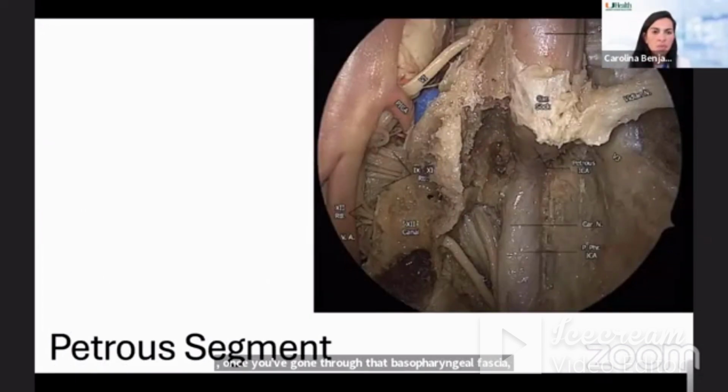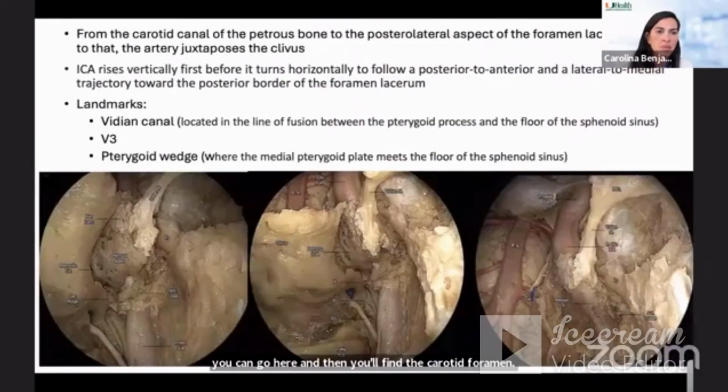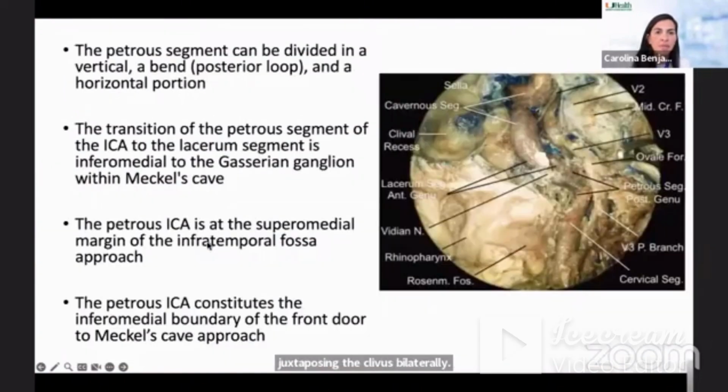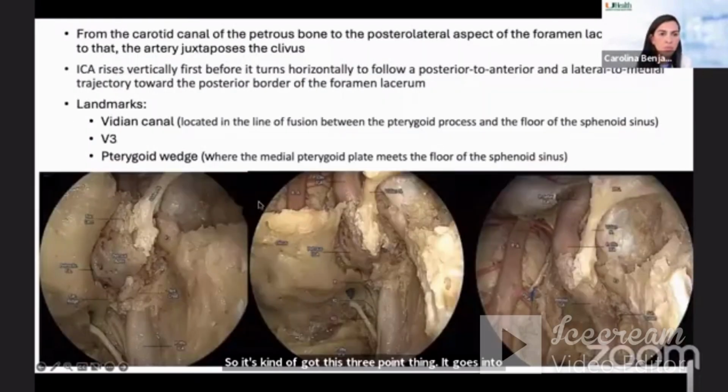Then heading over to the petrous segment of the carotid. This segment goes from the carotid canal of the petrous bone to the posterolateral aspect of the foramen lacerum. Distal to that, it is just juxtaposing the clivus bilaterally. So it's got this three-point thing. There's a vertical segment, a bend, which is the posterior loop, and then the horizontal portion. So we'll go over each of those.